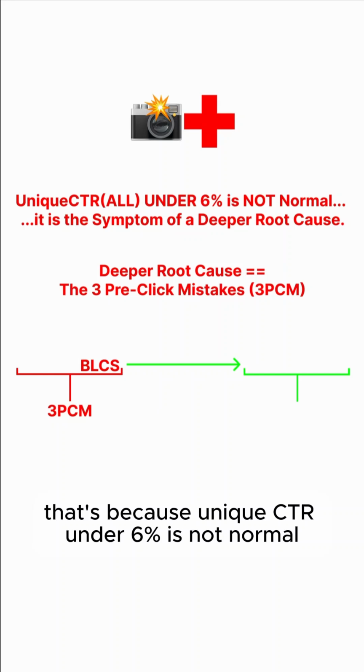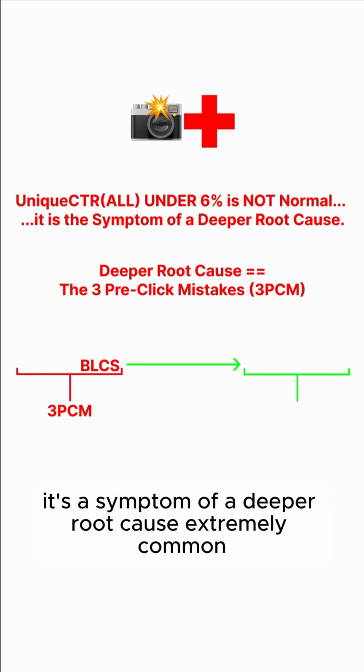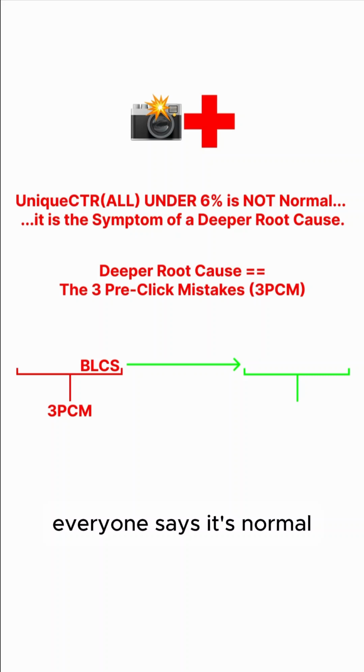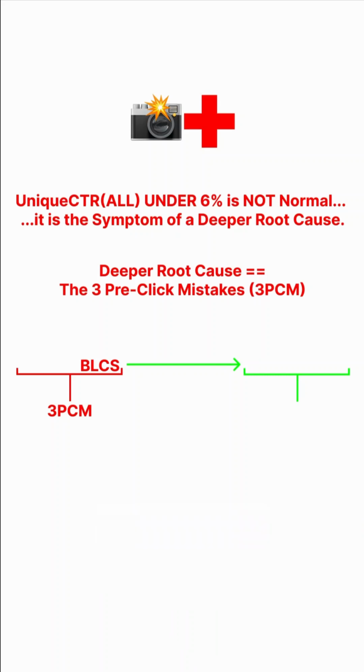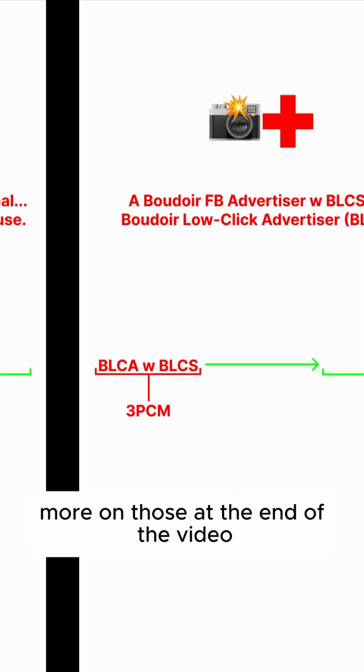That's because unique CTR under 6% is not normal. It's a symptom of a deeper root cause. Extremely common. Everyone thinks it's normal. Everyone says, oh, it's normal, it's normal. Incorrect, it means something's terribly, terribly broken. And that deeper root cause is the 3 pre-click mistakes. More on those at the end of the video.